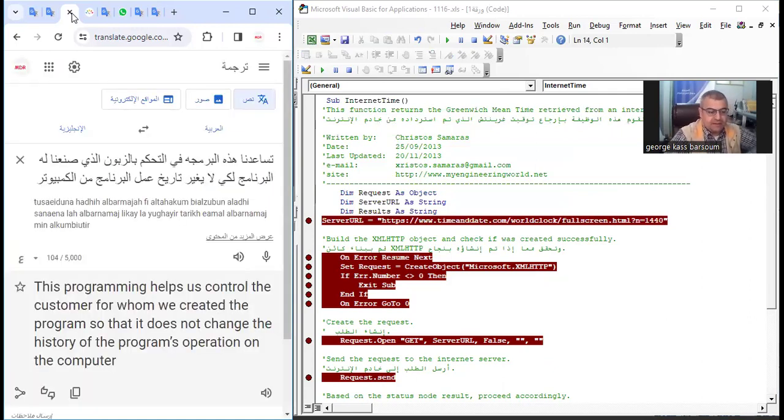This programming helps us control the customer for whom we created the program so that it does not change the history of the program's operation on the computer.